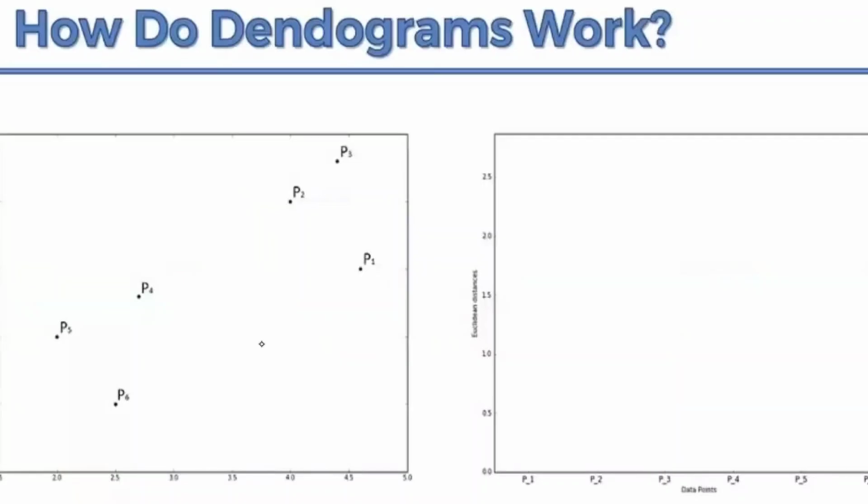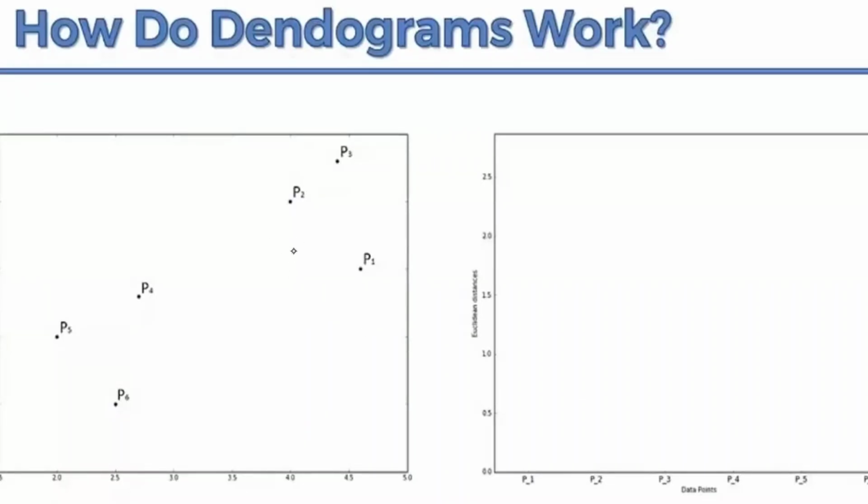This will be very simple. Whatever the number of data points are there, just represent all the data points on the x-axis. Six data points, write P1, P2, P3, P4, P5, P6. That's it. 0.1, 0.2, 0.3, 0.4, 0.5, 0.6.